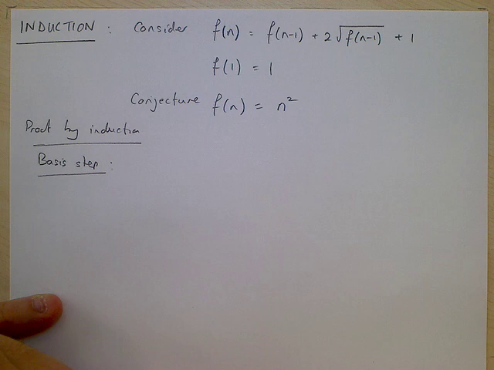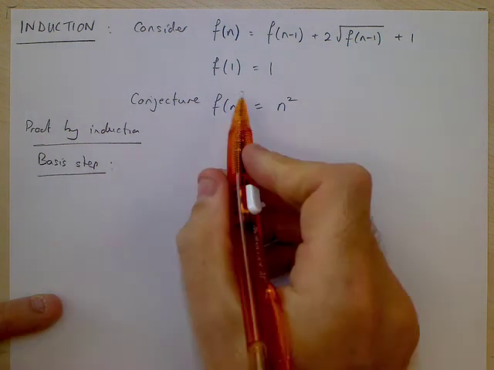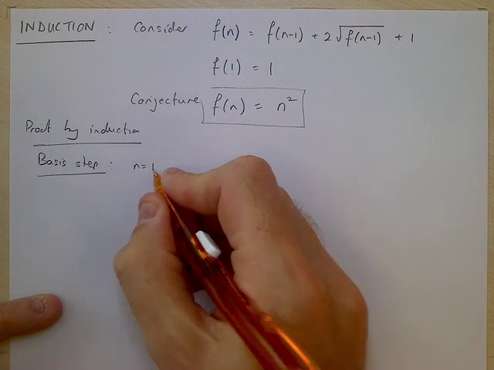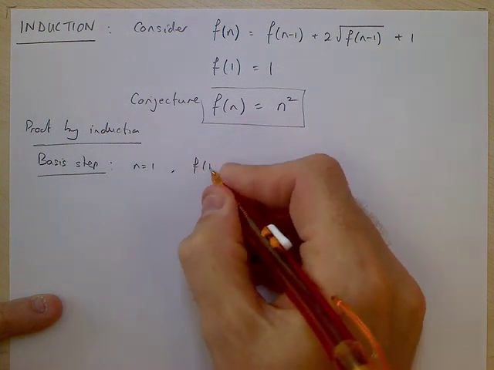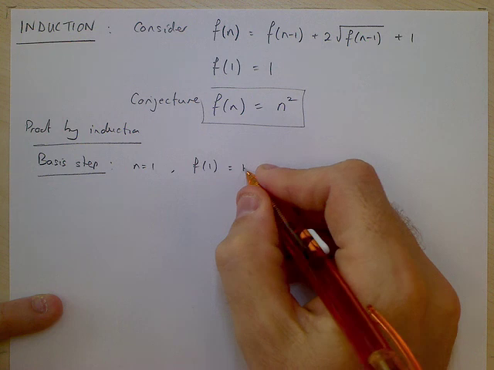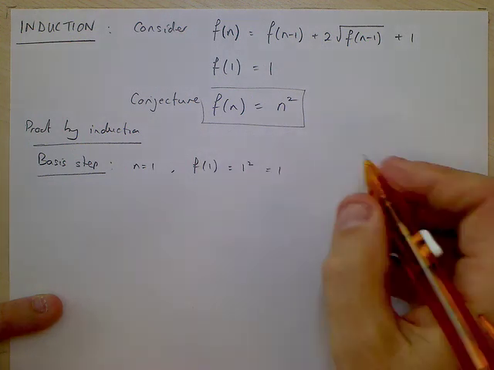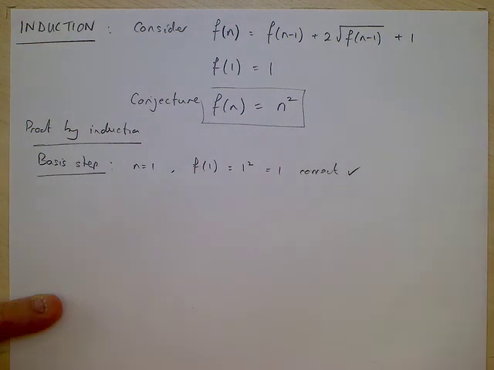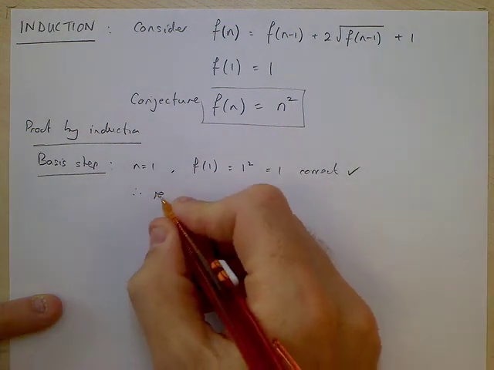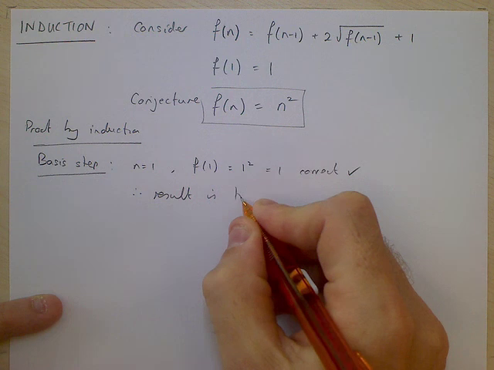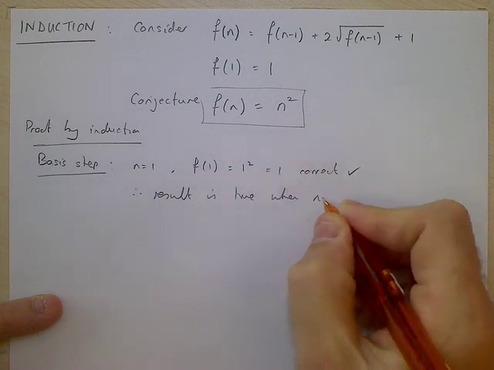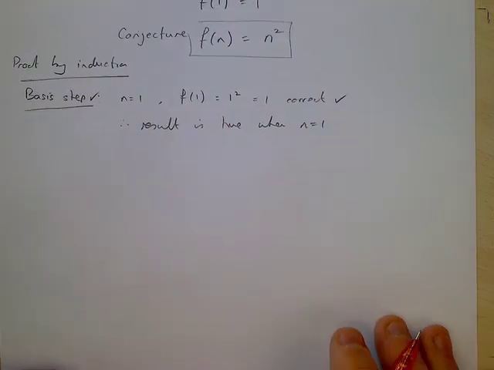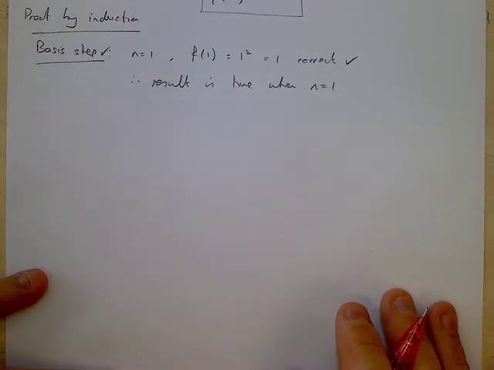Basis step. I want to show that this result is true for n is 1. If n is 1, then f of 1 is equal to 1 squared, which is equal to 1, which is correct, because that was given earlier on. So therefore, the result is true when n is 1, and the basis step is done. So I move on to the inductive step.